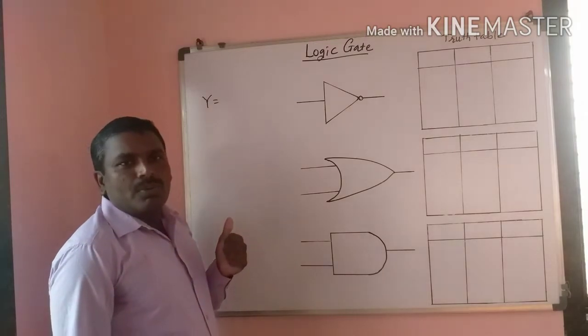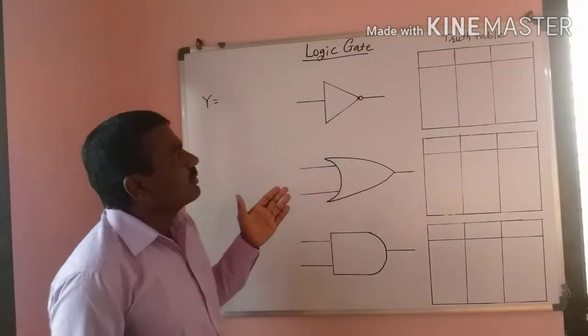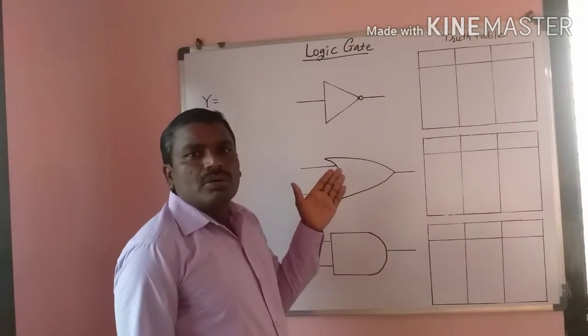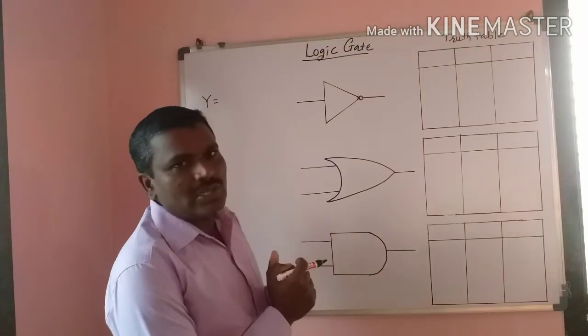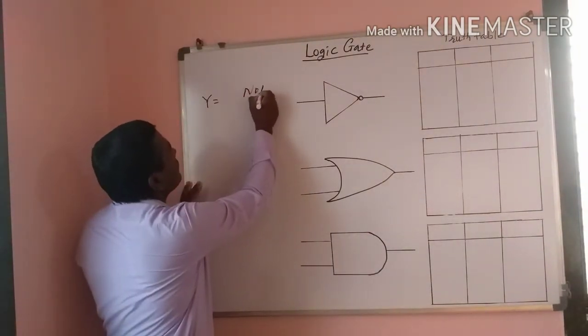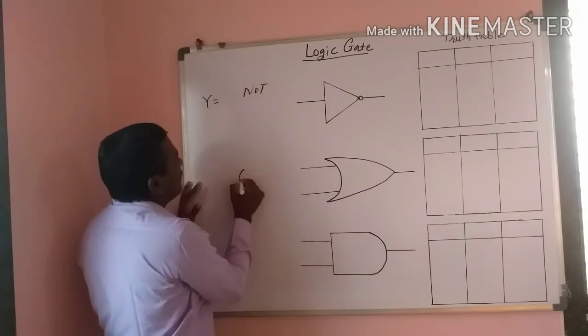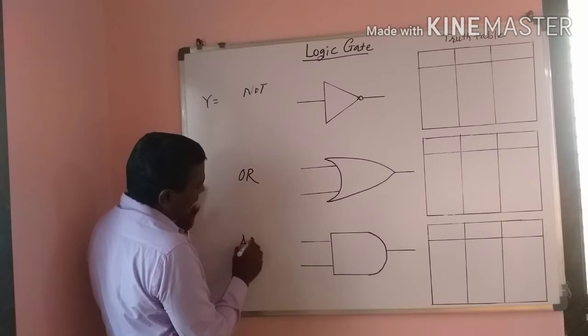Now we can see the truth table for the three basic logic gates, that is the NOT gate, the next one is the OR gate, and the next gate, that is the AND gate.